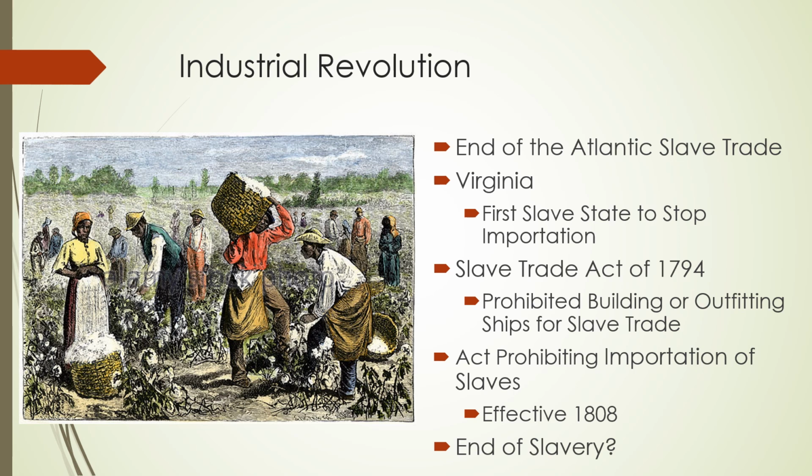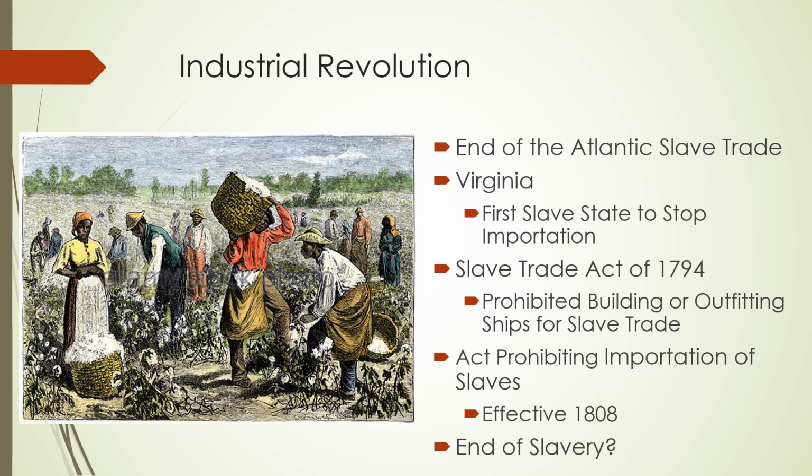For example, Virginia was the first slave state to stop the importation of slavery. This actually happened in 1778. So in 1778, we're still fighting the War of Independence. Thomas Jefferson, who at that time was not the president, was a Virginia legislator. He's the guy who really said, hey, we need to stop bringing slaves.